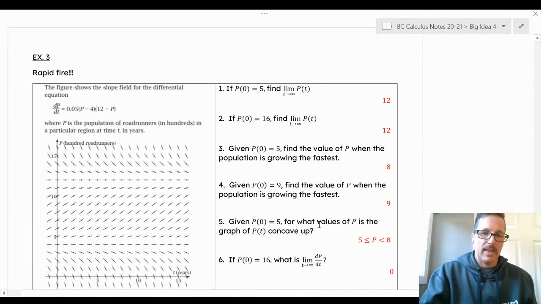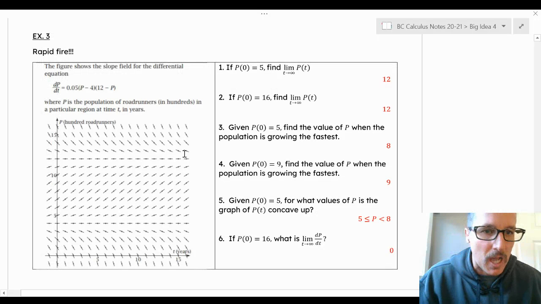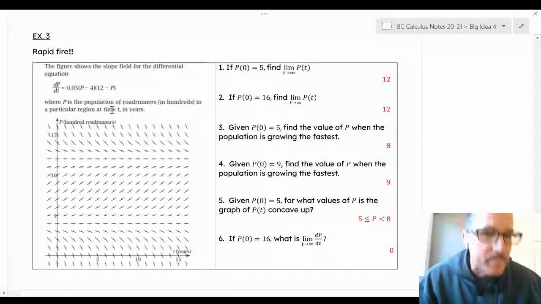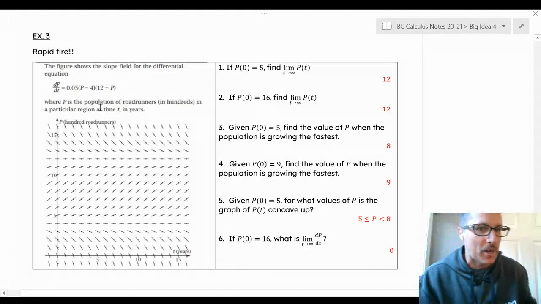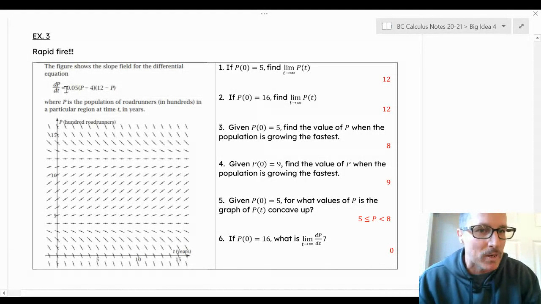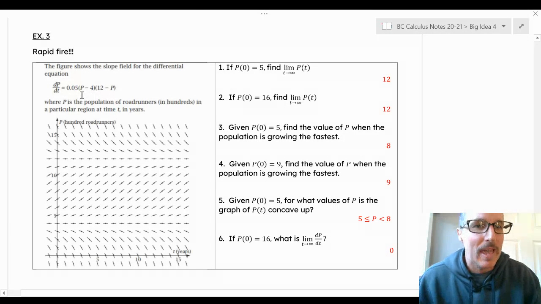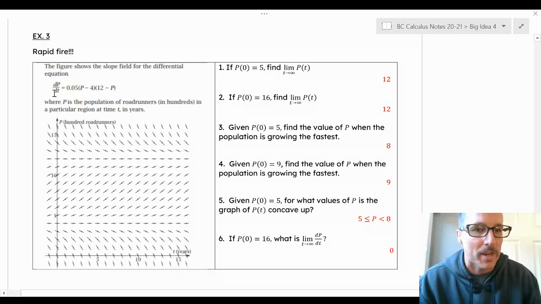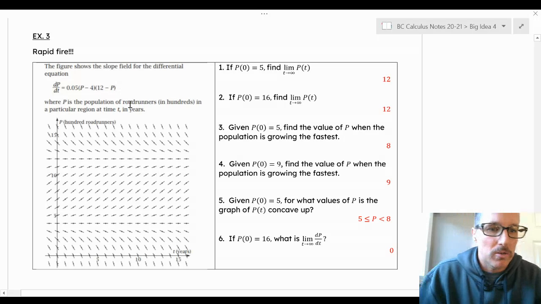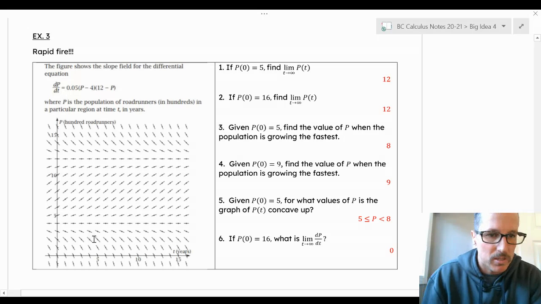All right, last one. We're going to go rapid fire here. I've got a population of roadrunners that is modeled by this differential equation. And this is just a warning shot here. This is not what we're typically used to. This is not P times K minus P. Note here we got a little bit of a monkey wrench thrown in. So the slope field tied to this differential equation, you see it here.